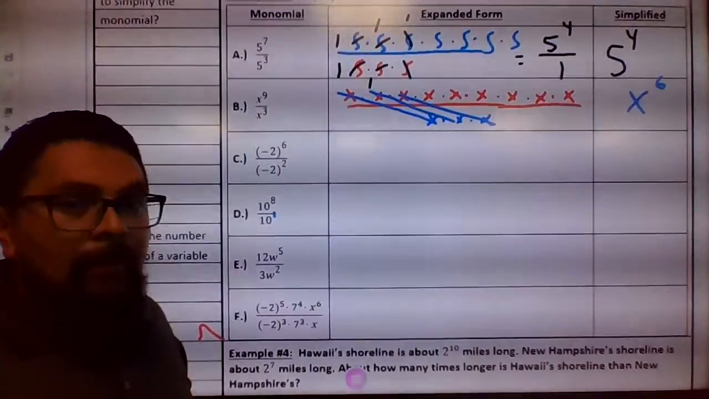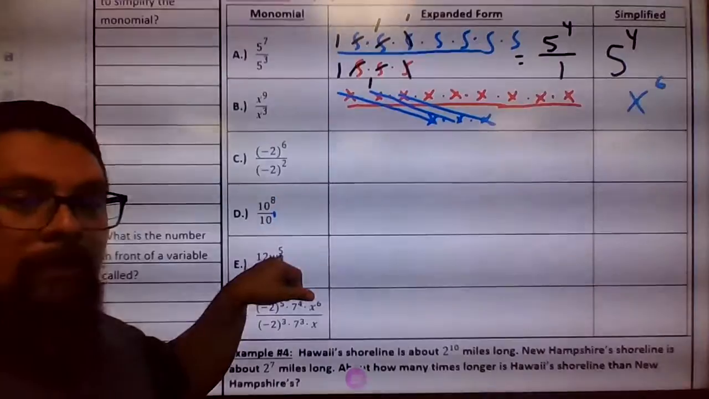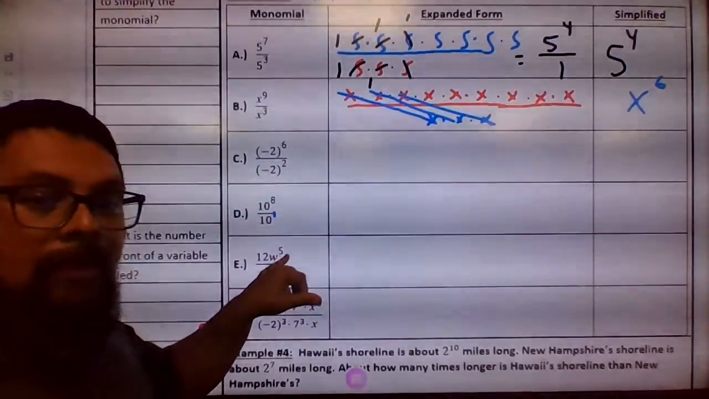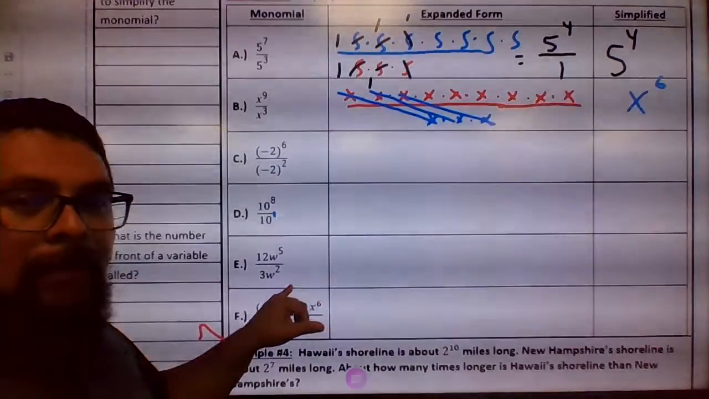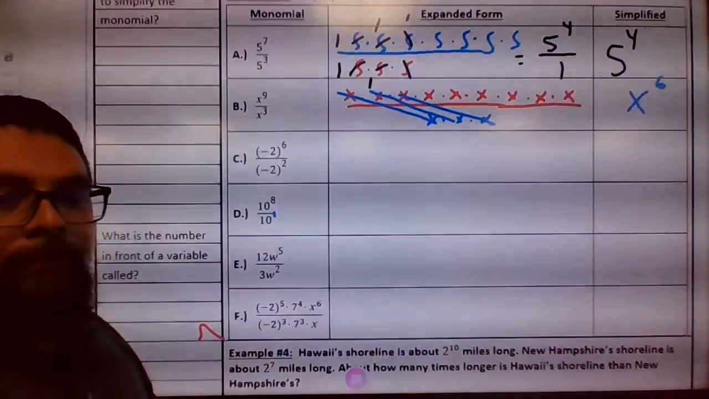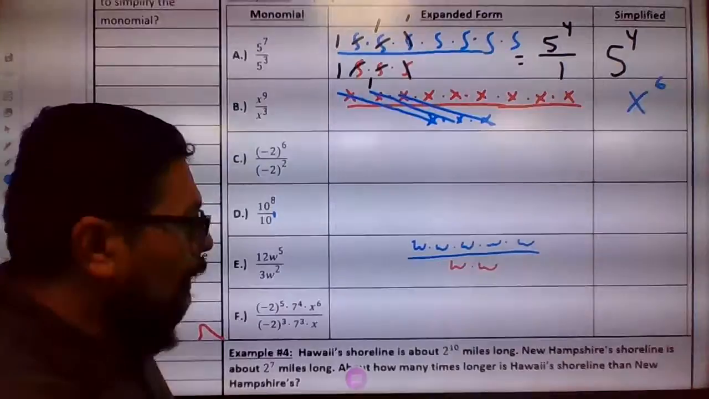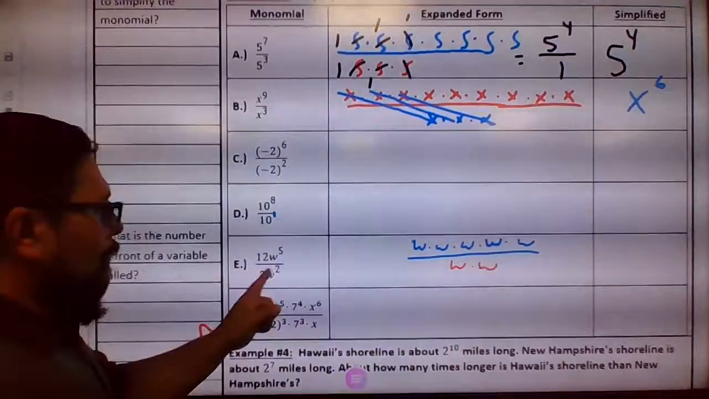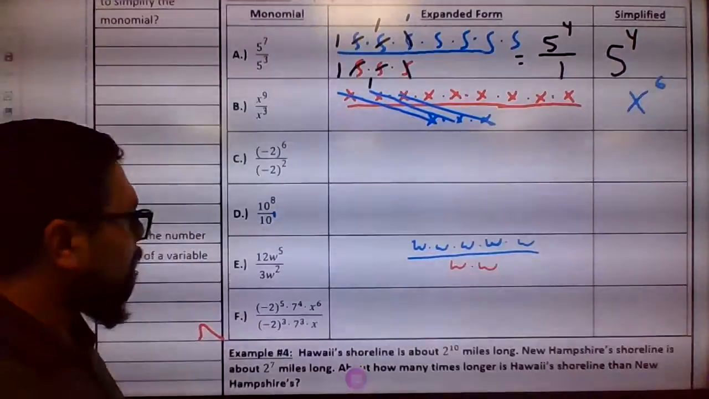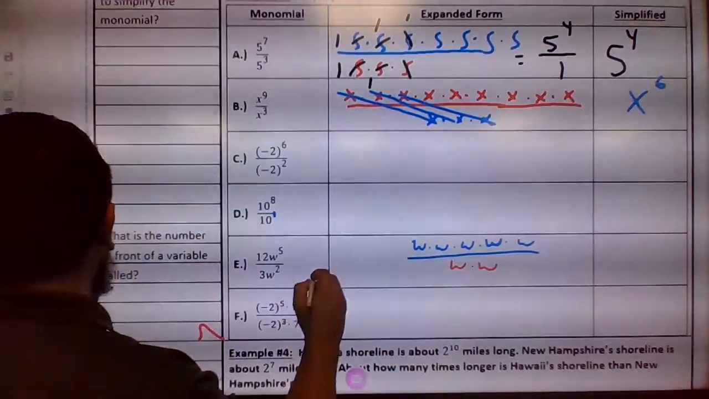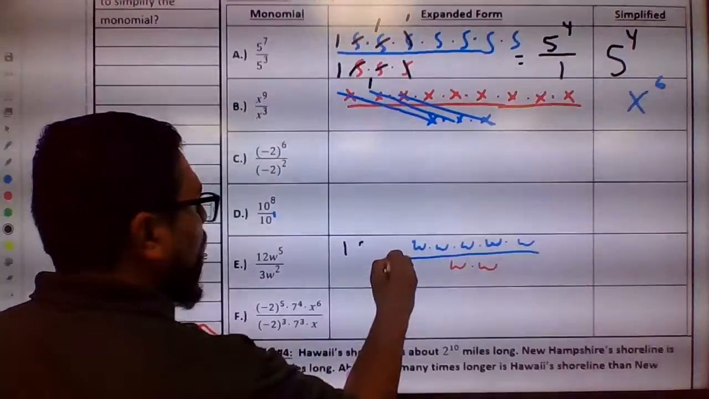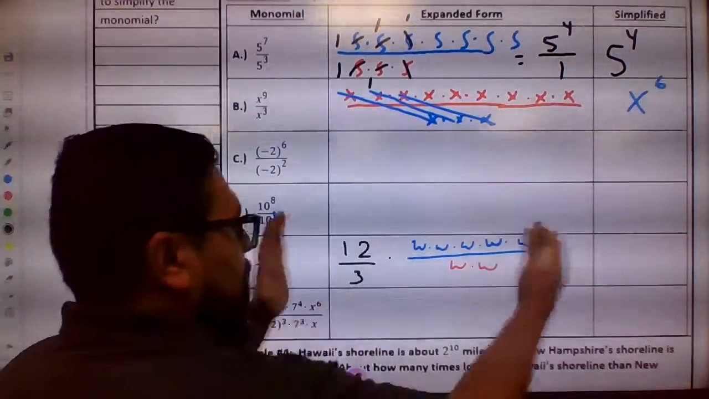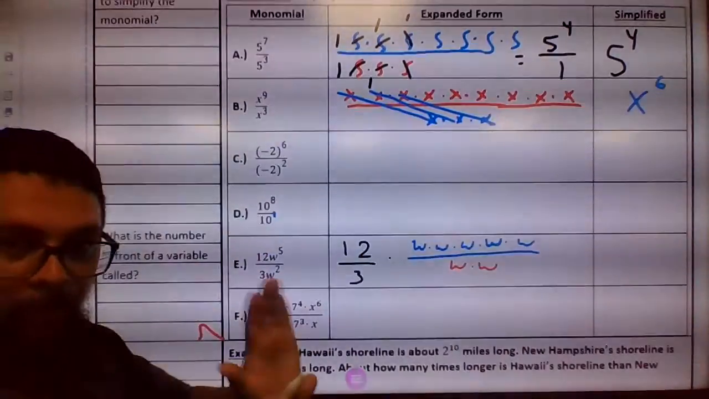So for E, first let's look at the variables, the W's. How many W's do you see? And then how many W's do you see down here? All right, so we have the 5 W's on top and then the 2 W's on the bottom. Keep these on the side, keep the 12 here and then keep the 3 here. Okay, we just expanded it, we split them. That's what we did.